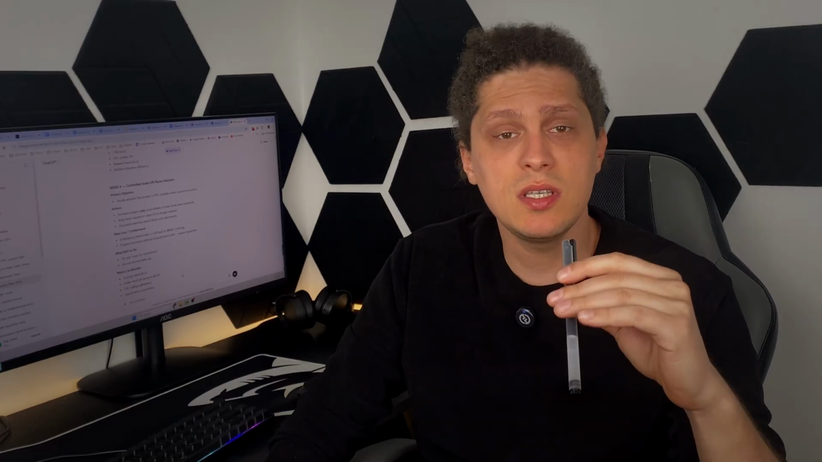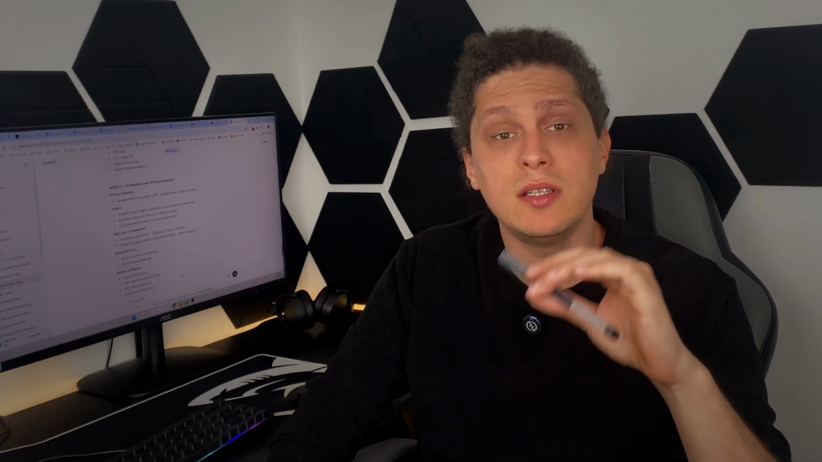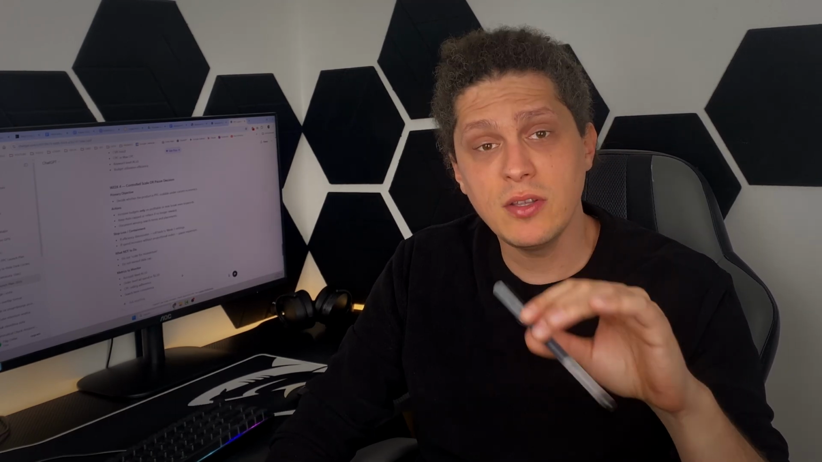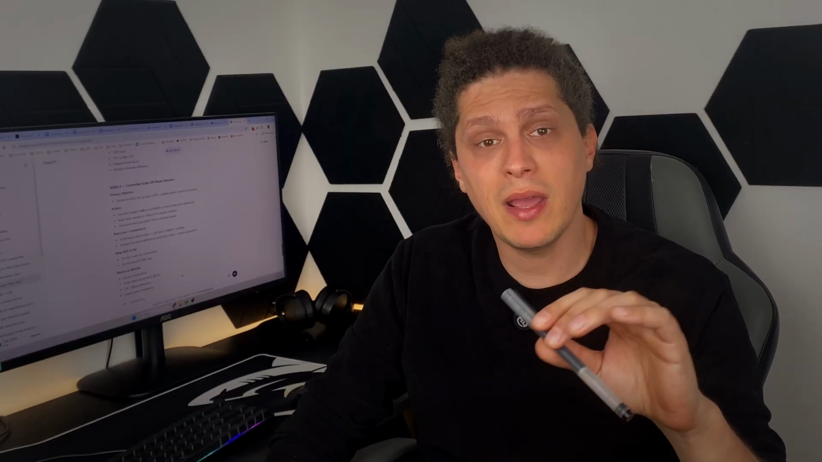As you can see, this system turns a chaotic launch into a disciplined process. It replaces gambling with calculation. So find your red line and launch with a plan, not a guess.